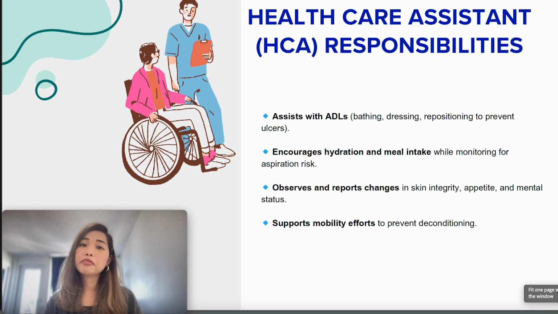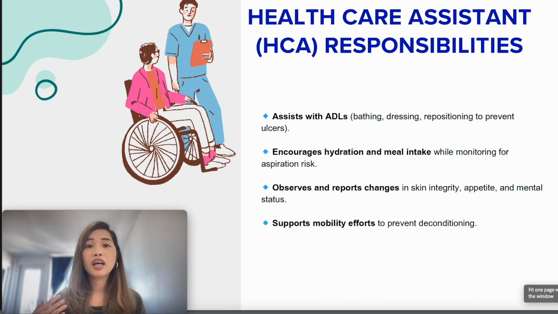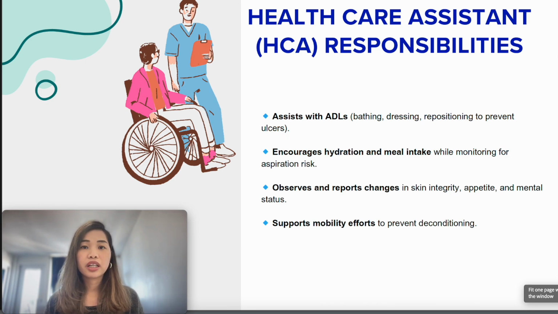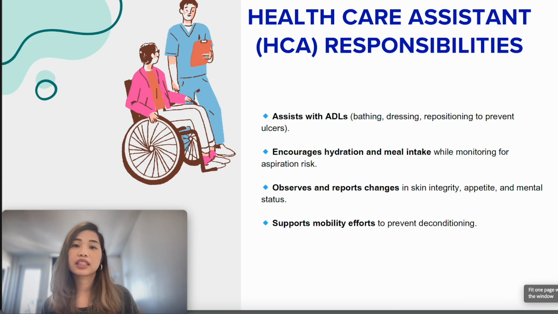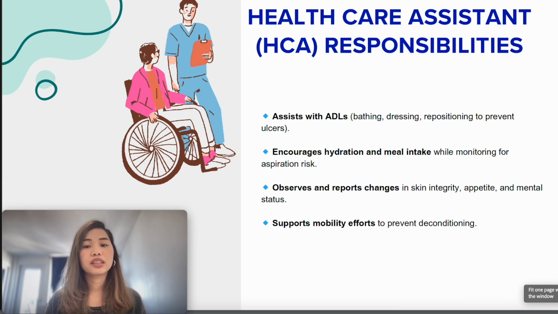And then it's the LPN's and the RN's responsibility to create the care plan around that and communicate that with you as well if there's any changes with the patient's care plan. For example, if there's any change in the patient's mobility, so instead of a one-person assist, now this patient is a two-person assist. So you guys are all working as a team. Next, supporting mobility efforts to prevent deconditioning of the patient would be another responsibility for the healthcare assistant.